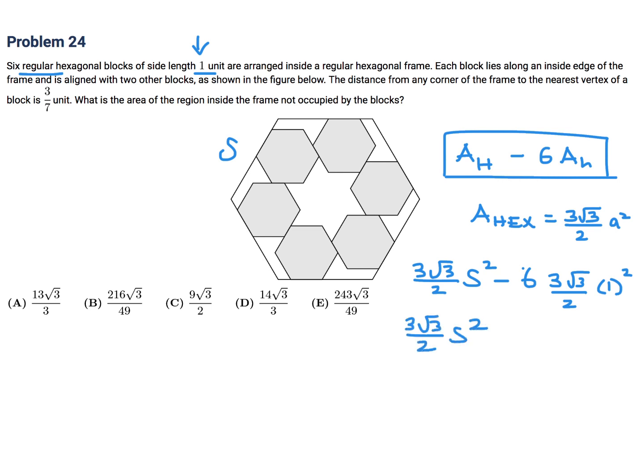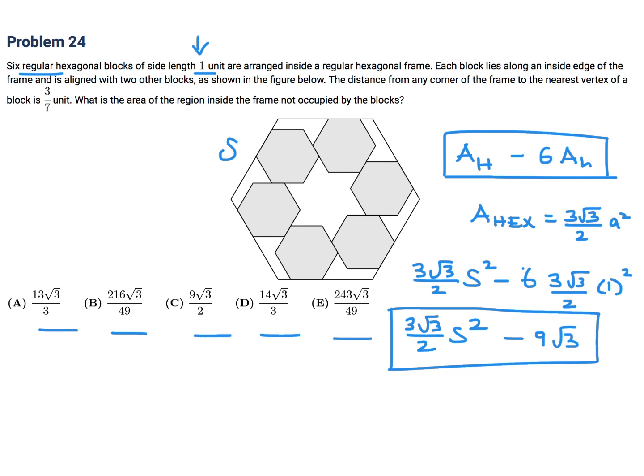I can't do much on this side, but this is going to be 6 divided by 2 is 3. 3 times 3 is 9. So 9√3. And then 1 squared, of course, is 1. Okay, but obviously I got to figure out the s since none of those have an s in them. That is the task of this question. So we have to figure out basically the side length of the big hexagon.